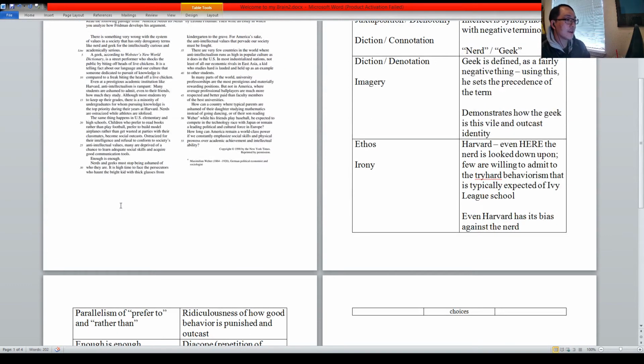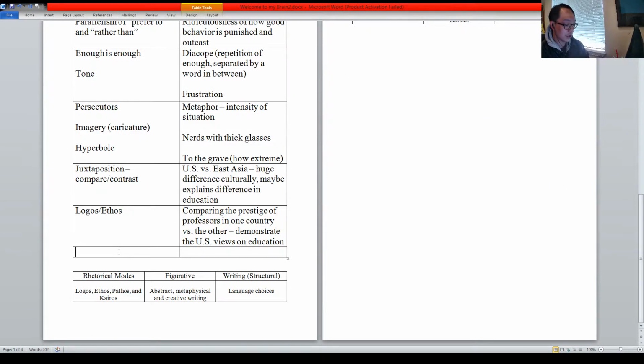Last paragraph, author says, how can a country where typical parents are ashamed of their daughter studying mathematics instead of going dancing, or of their son reading Weber while his friends play baseball, be expected to compete in the technology race with Japan or remain a leading political and cultural force in Europe? I'm seeing this big rhetorical question here. So I'm looking at a rhetorical question asking, like, well, how can we? I don't know, maybe we can't. So we got a rhetorical question going on.